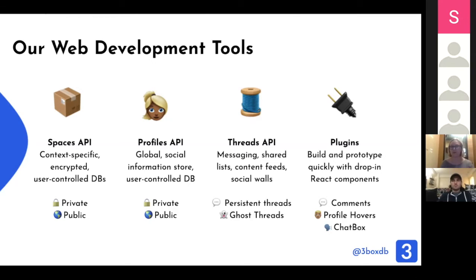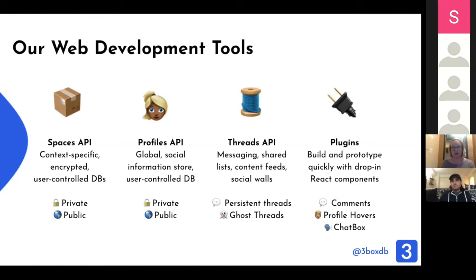Threads is where we start to get a lot more social, and this is where you can have data that you want to share amongst users. So it's great for messaging, any kind of social media sharing context, so things like social walls, comments, etc. And it's also good for things such as shopping trolleys, because it's got an append-only format.